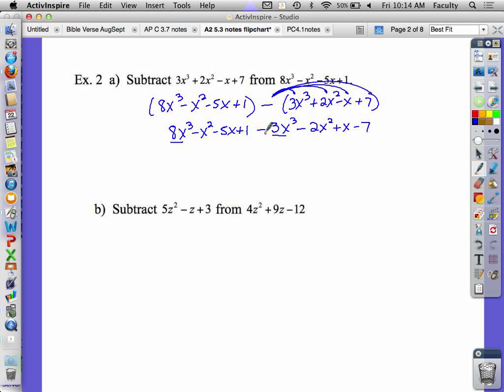This is 8x cubed minus 3x cubed is 5x cubed. Then I get negative x squared minus 2x squared, which is minus 3x squared. And then I'm going to get minus 5x plus x, which is minus 4x. And then 1 minus 7 is a minus 6. Okay?